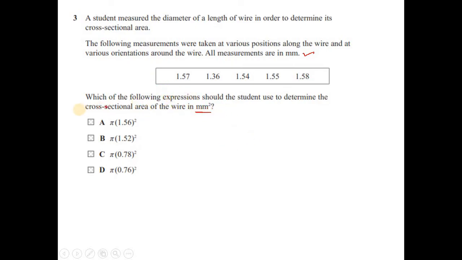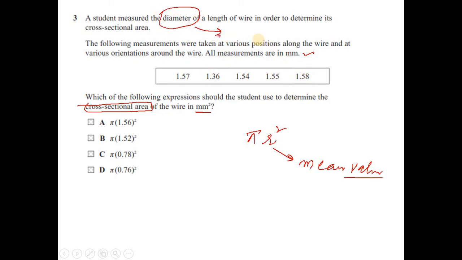The cross-sectional area of a wire is pi r squared, where r is the radius. But you have a data set, so r is the mean value for the radius. And remember, this is not the radius, this is the diameter. So first you figure out the mean diameter, and once you have it, you divide it by 2 to get the radius, which will be the mean radius. So we can figure out which one is the correct one.